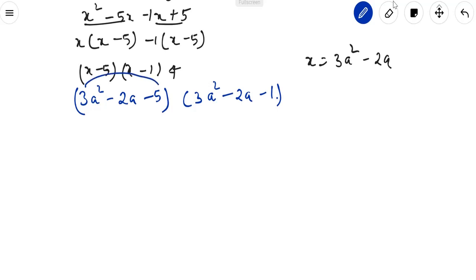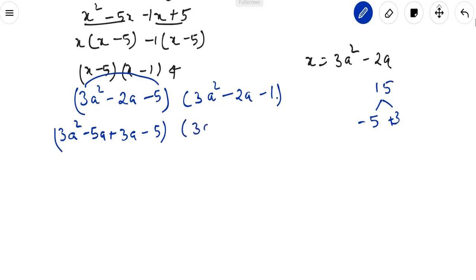These two terms if I multiply, I'm going to get 15. 5 threes are 15. So in the middle it is minus, so I will take this as minus and this one as plus. So this becomes 3a square minus 5a plus 3a, and minus 5. So these are the terms of this equation, and for this equation I'm going to take it as 3a square.